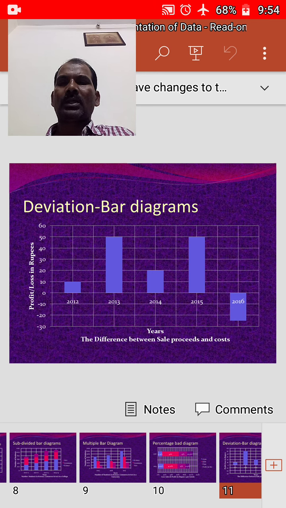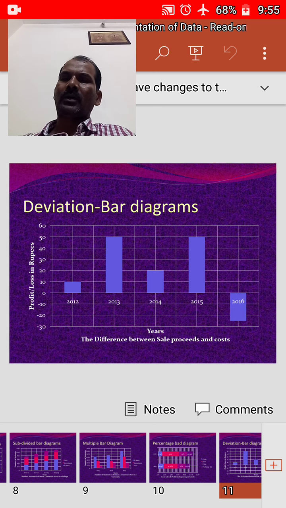In order to construct a deviation bar diagram, we need to consider the data, as we have said, profit or loss in rupees. Based on the profit and loss only, sales minus total cost is equal to, we will get profit.